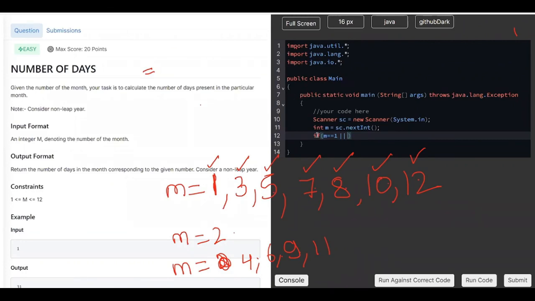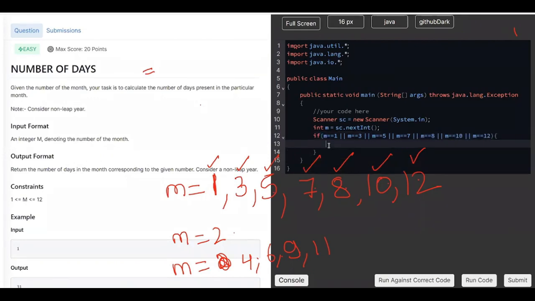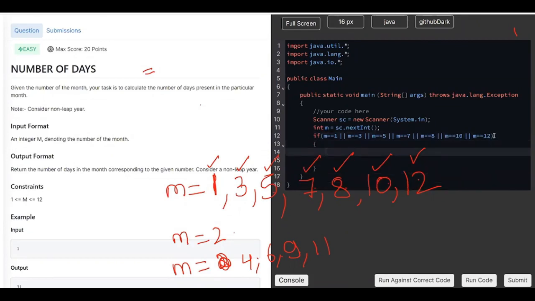I am telling, if the month number is 1, or my month number is 3, or my month number is 5, or my month number is 7, or my month number is 8, or my month number is 10, or my month number is 12. If any one of these conditions become true, that means the month is having 31 days. So I will enter inside the if block and I will print System.out.println 31.